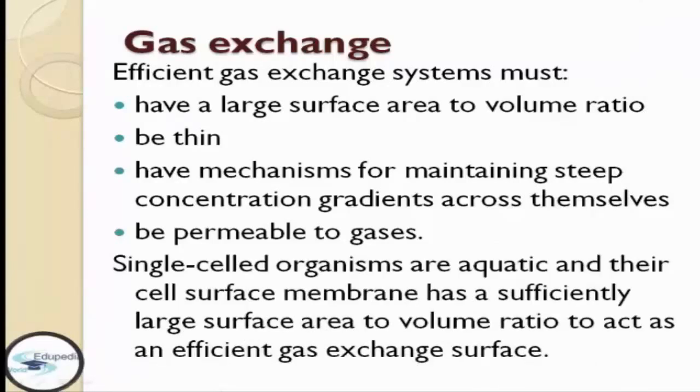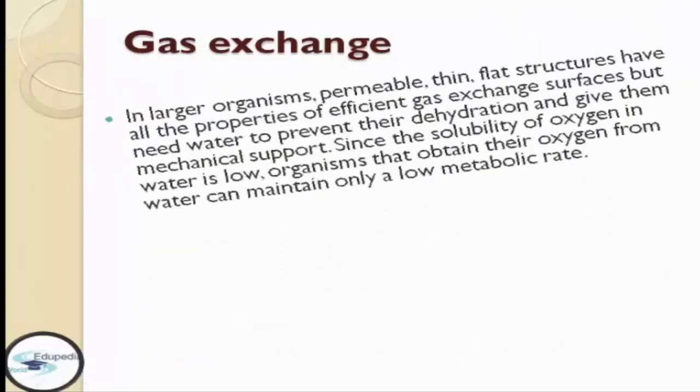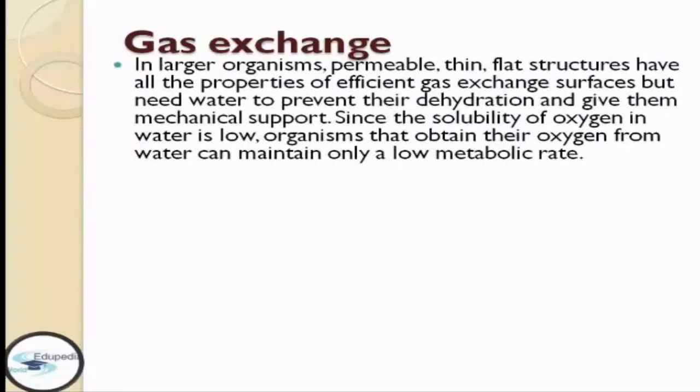Single-celled organisms are aquatic and their cell surface membrane has a sufficiently large surface area to volume ratio to act as an efficient gas exchange surface. In larger organisms, permeable, thin, flat structures have all the properties of efficient gas exchange surfaces but need water to prevent their dehydration and give them mechanical support. Since the solubility of oxygen in water is low, organisms that obtain their oxygen from water can maintain only a low metabolic rate.